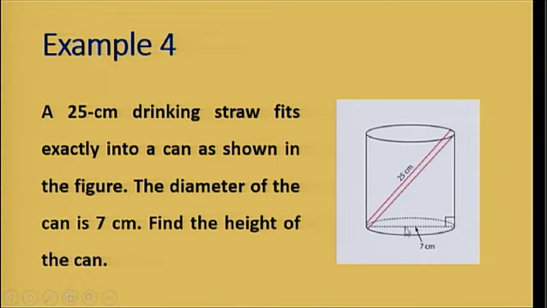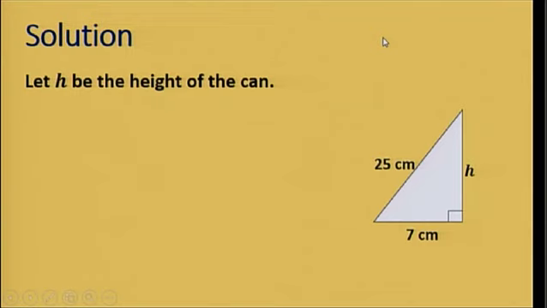So you can see here we have a right angle triangle with 90 degrees here. Let h be the height of the can. So you have your right angle triangle. I need to find h.